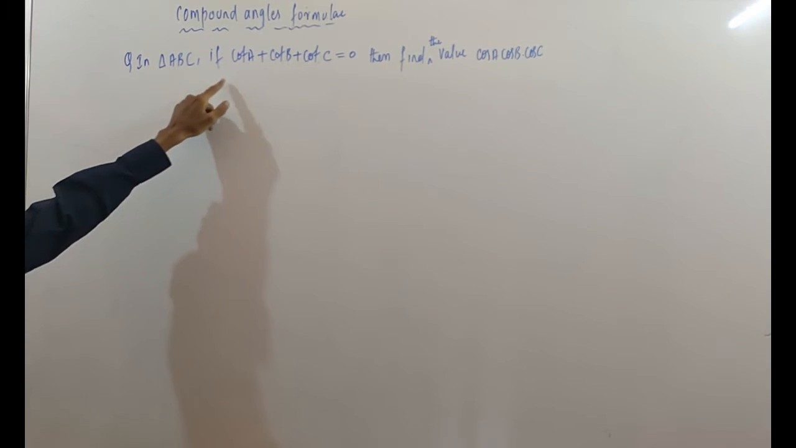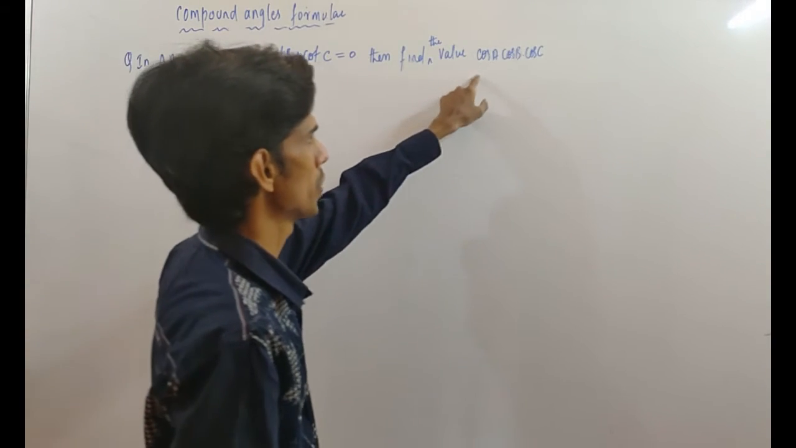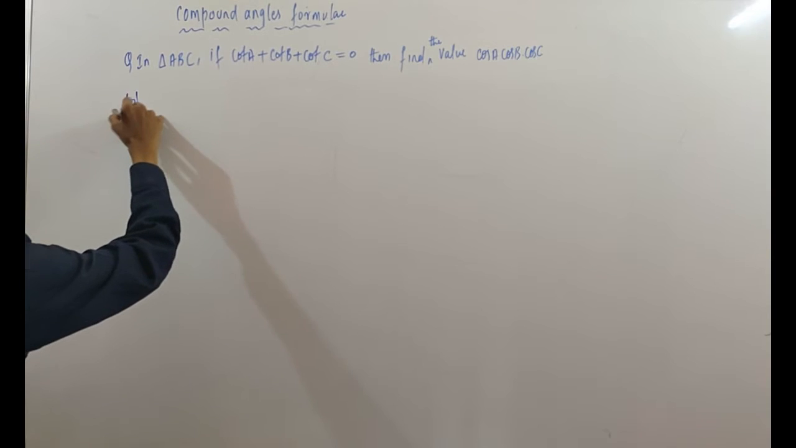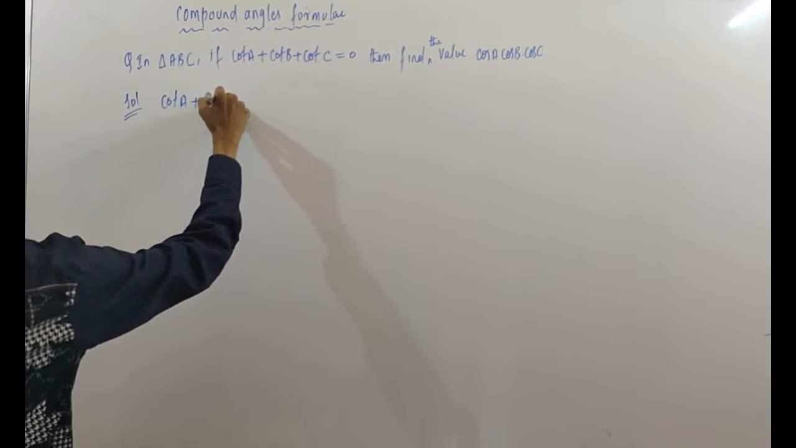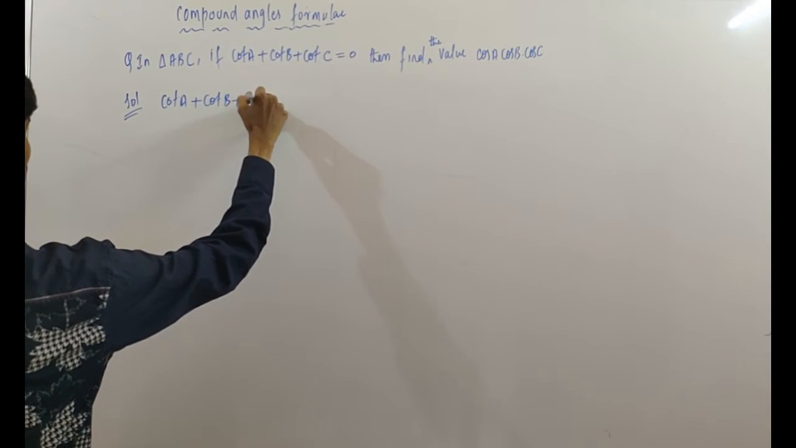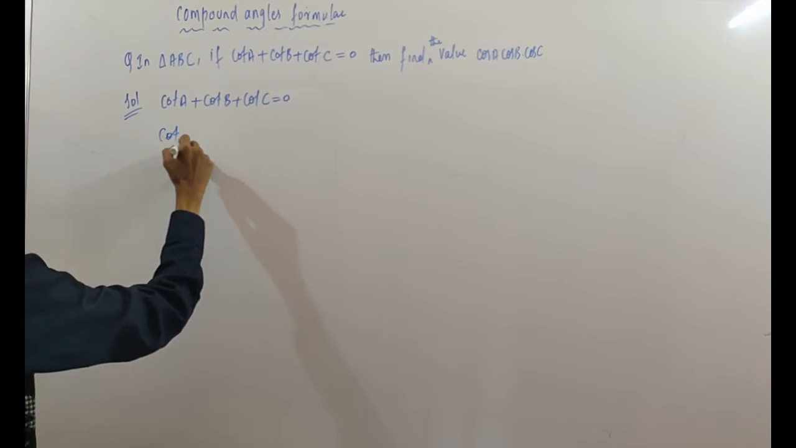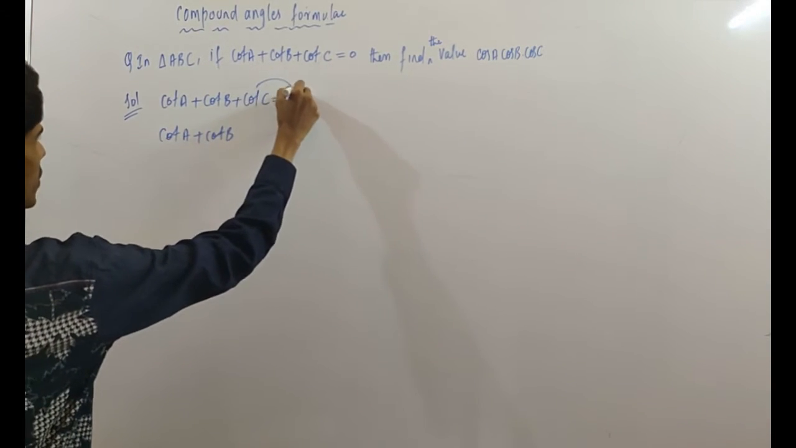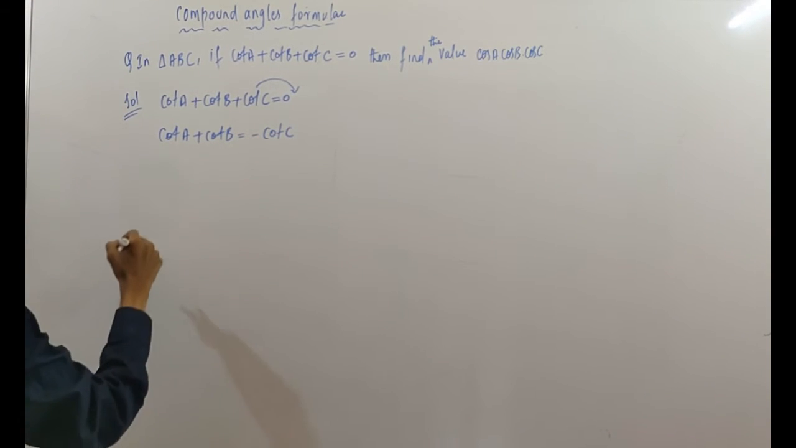In triangle ABC, if cot A plus cot B plus cot C value is 0, then find the value of cos A cos B cos C. Given cot A plus cot B plus cot C equal to 0. Cot A plus cot B as it is, send this here, it will become minus cot C.